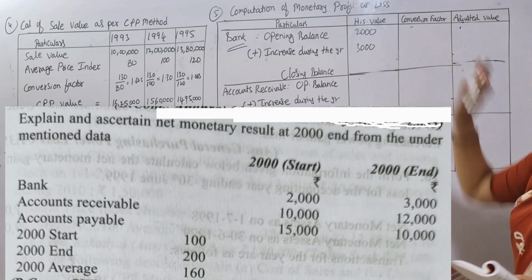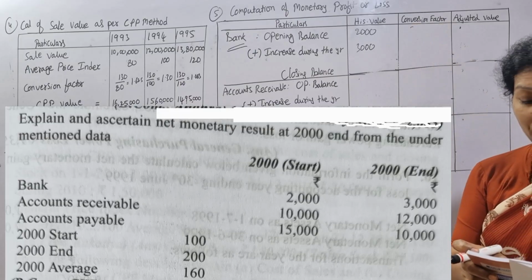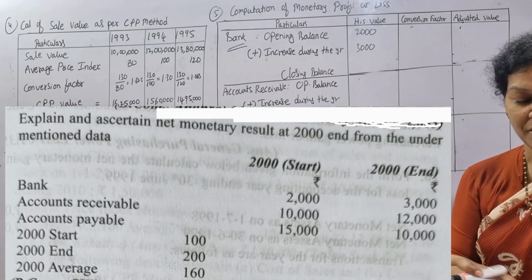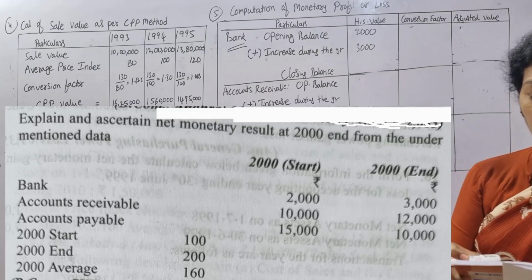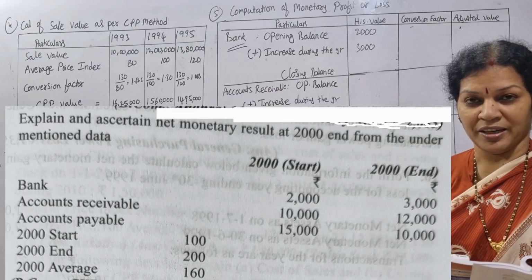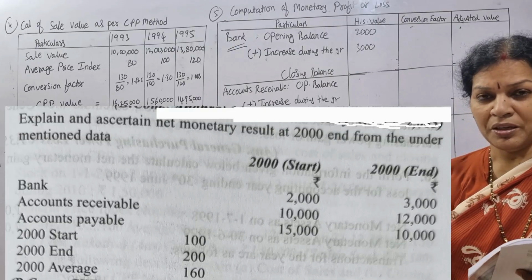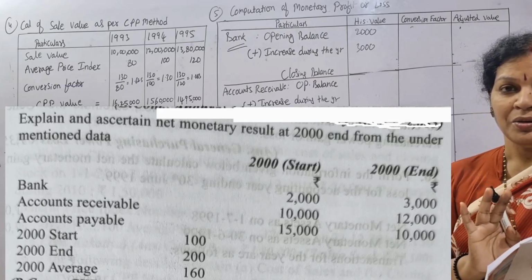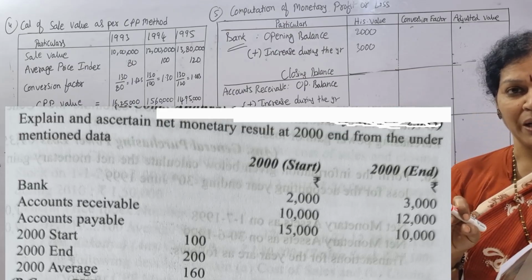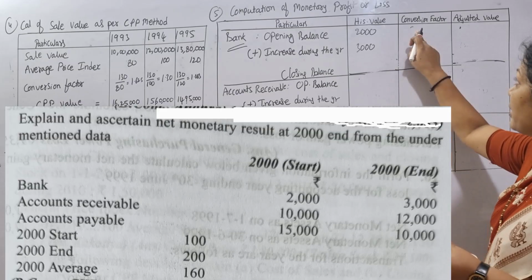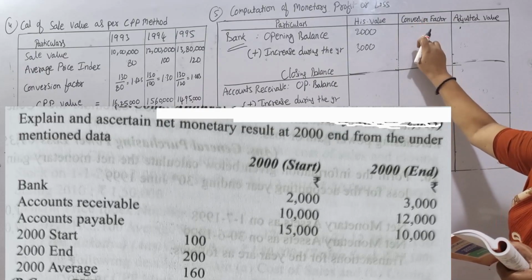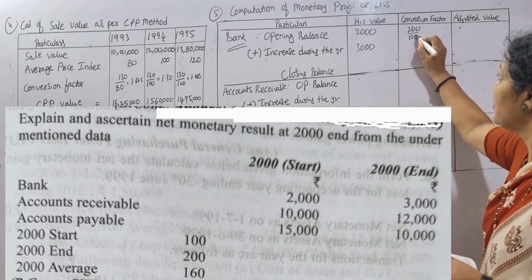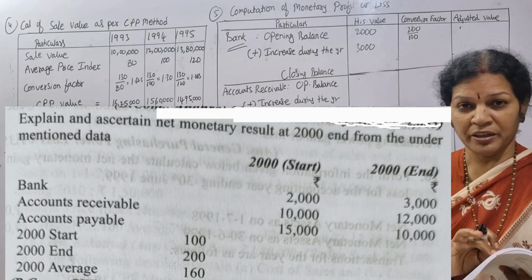Okay. Now, conversion factor. When it comes to conversion factor, bank 2000. Beginning of the year, how much is it? 100. Downside it is given. 2000 starting, 2000 end. End of the year 2000. Beginning of the year 100. Means we need present value by original old value, acquisition value. You know the factor. So that is why you are getting conversion factor as 200 by 100. Am I clear about this?